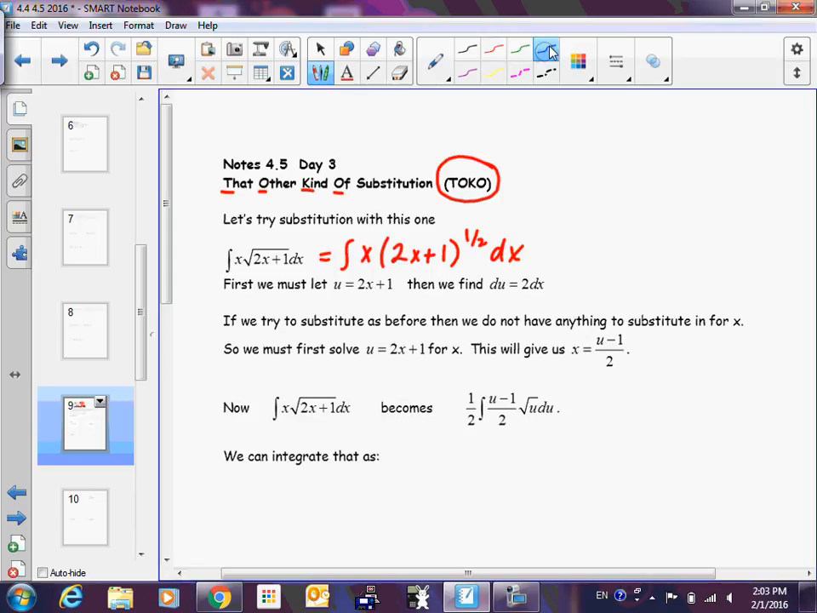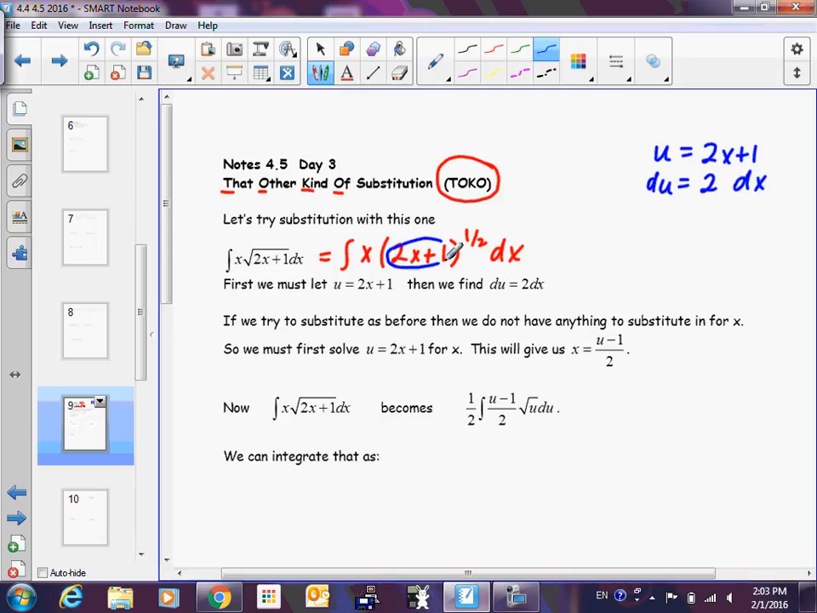Once you rewrite it like this, it makes figuring out what u equals a little bit easier because now we have parentheses and a power. So what should u equal? 2x plus 1. Okay, so we're comfortable with that. Let's keep going with what we're comfortable with. What would du equal? 2 dx. So I want you to notice something.